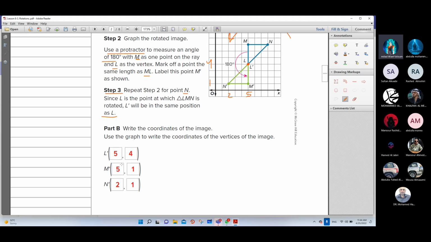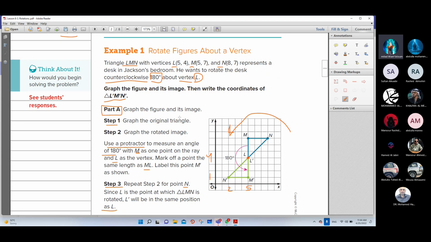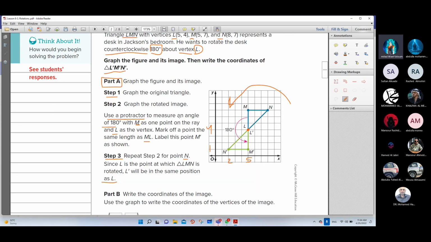Mr., can you go up a little bit? Here? Yes, okay. Do you have any question here, Milan? No, Mr., I'm just seeing the L position.